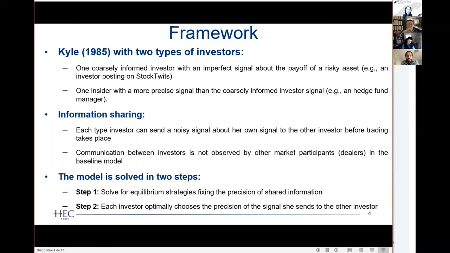So the model is solved in two steps. That's the natural thing to do. First, you assume some precision of the signals about signals, the precision with which people communicate about their signals. You solve for the equilibrium trading strategies and prices for fixed precision of signals about signals. And then, step two, you ask yourself, what is the optimal communication strategy, in the sense, what is the optimal level of precision of communication for the insider and the coarsely informed investor? So everything is very standard here.